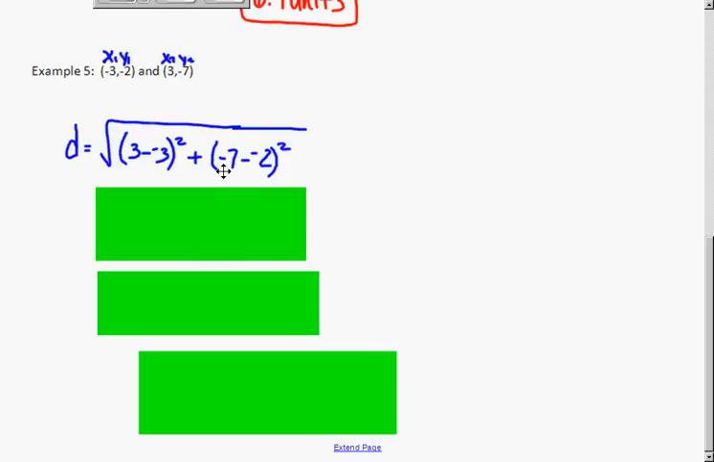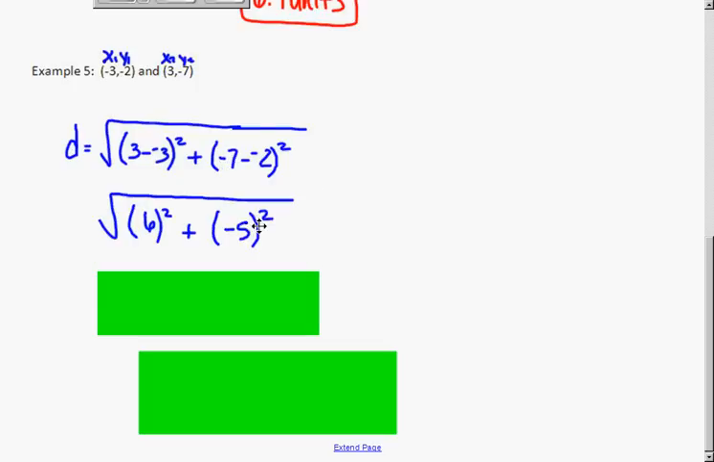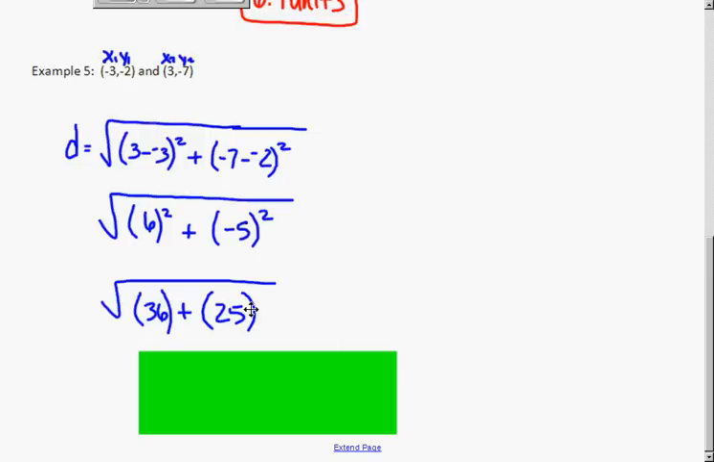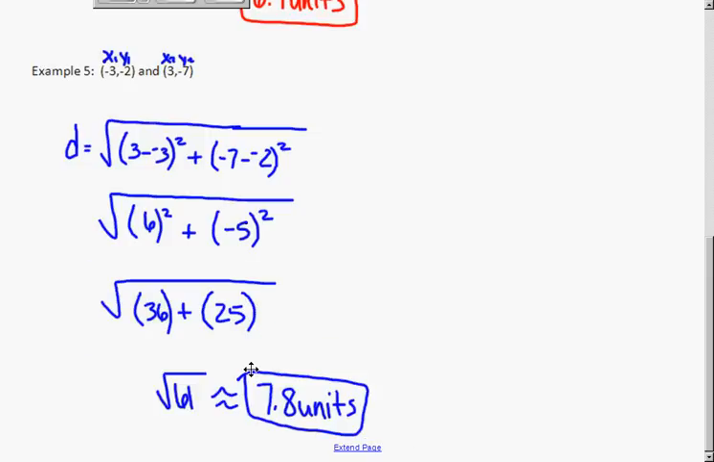All right, now that we're back, we should have substituted in negative 7 minus negative 2, that would be squared, giving us 6 squared and negative 5 squared, which would be 36 and 25, together giving us the square root of 61, and rounded to the nearest tenth would be 7.8 units.